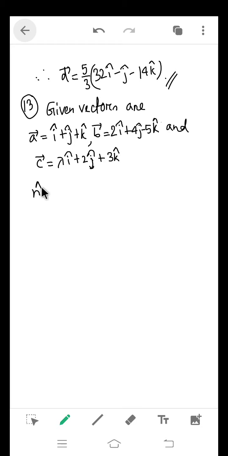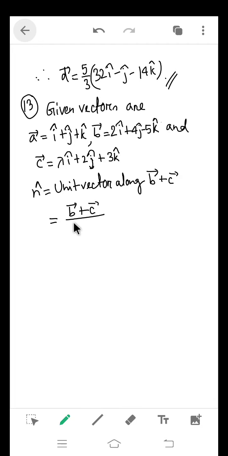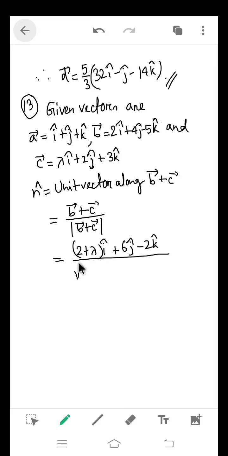तो first you calculate, suppose n cap is the unit vector along b plus c. पहले इसको निकालना होगा. तो इफ यू गो फॉर द यूनिट वेक्टर along b plus c, क्या होगा? b plus c divided by their magnitude. तो कितना आएगा? b plus c मतलब डायरेक्ट दिखाने से ये 2 प्लस लैम्डा i cap, then 6 j cap, then minus 2k cap and whole divided by मोड. इसका मैग्नीट्यूड कितना होगा?